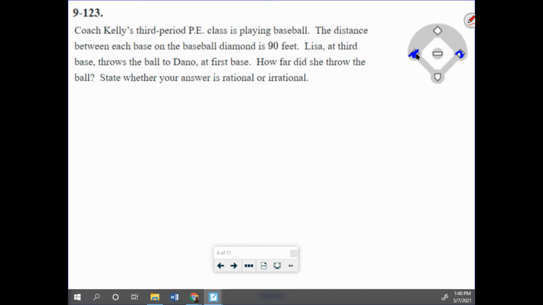All right, let's see what we have here. Now it says that the distance between each base is 90 feet. So I know this right here for all of them is 90 feet. It's like a square, right? However, she throws from third base to first base, which would imply right there, cutting across.